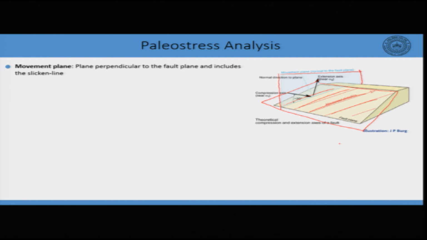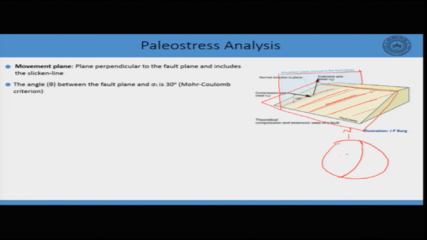Suppose this is the stereonet and this is north, and this is the fault plane. We will take the pole to this fault plane, and also the striations on the fault plane. We will bring these two, the striation and the pole to the fault plane, onto the same great circle and draw a line through them, and then we will get the movement plane. And then we will consider a theta.